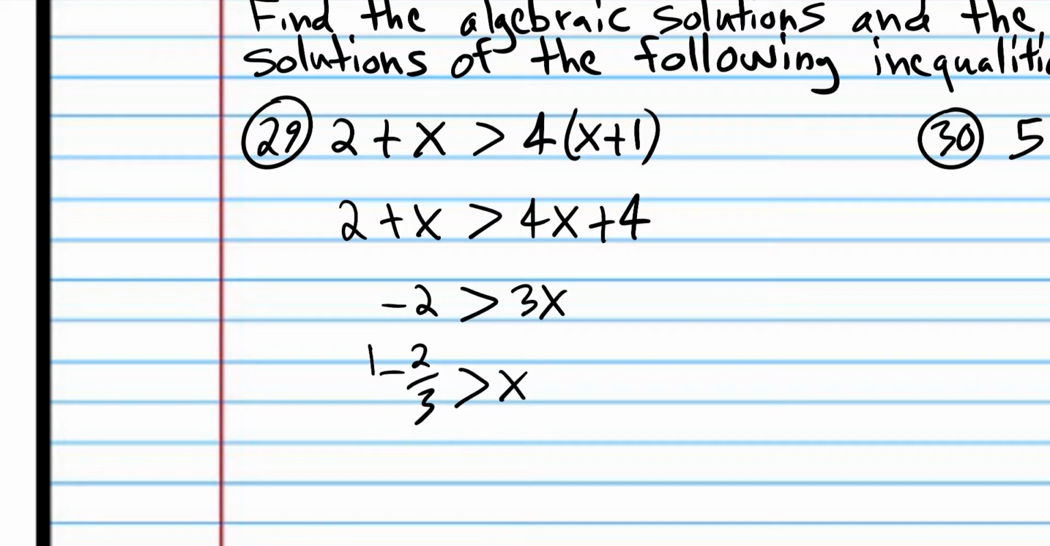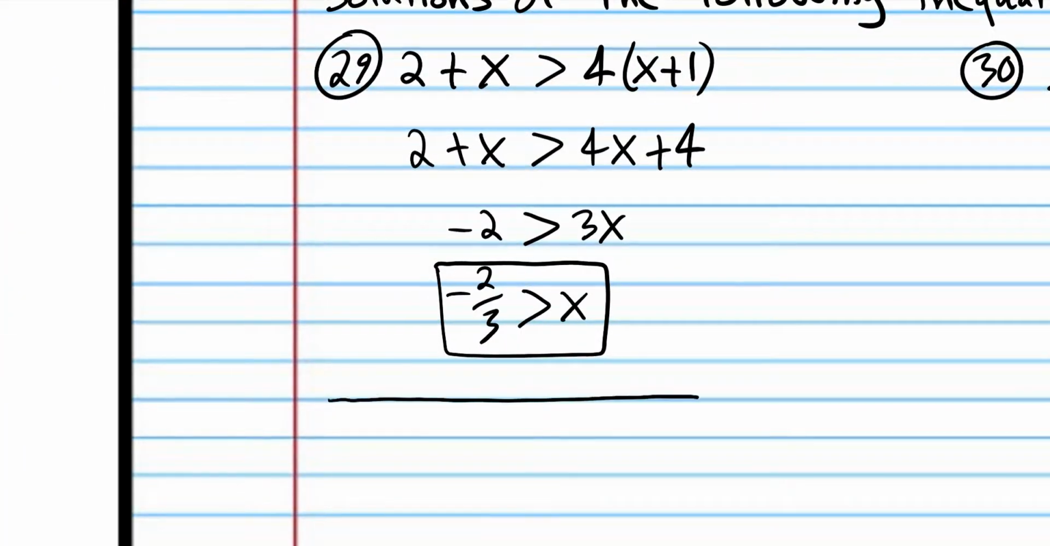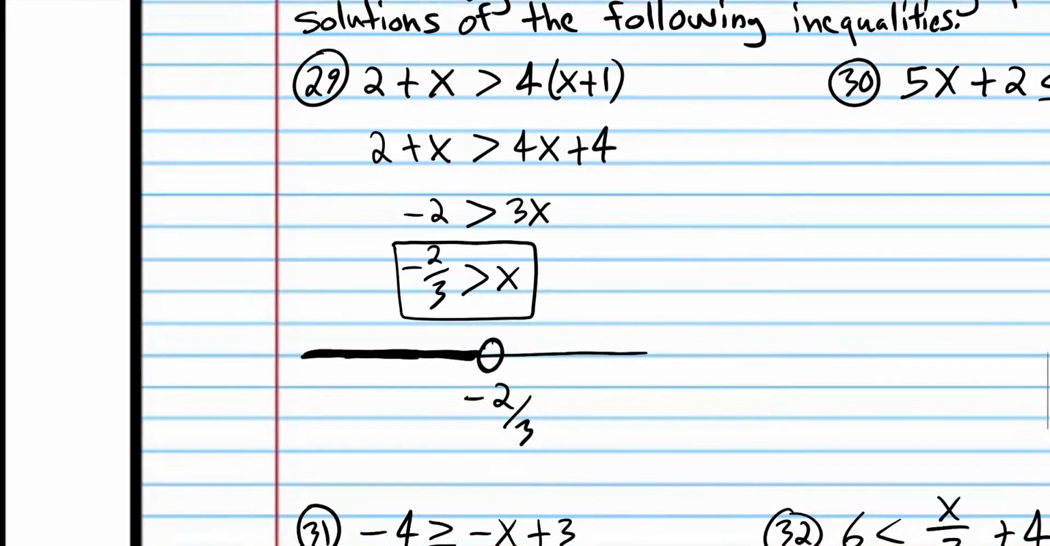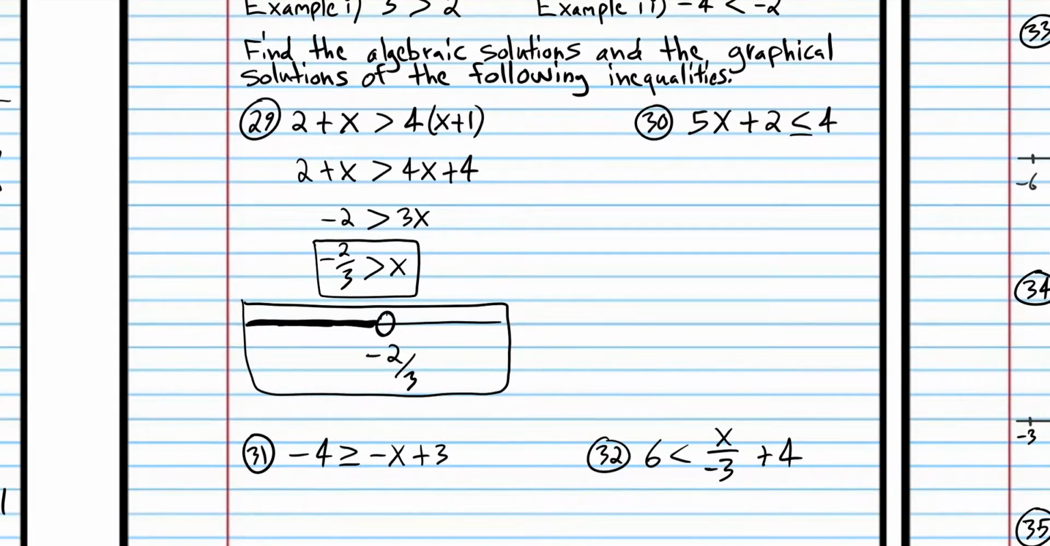But we also have to do the graphical solution. Using the graphical solution, we need to use an open circle because it's not greater than or equal to, it's just greater than. And we write -2/3, and x can be anything that is less than -2/3, so we color in this part. So x can be anything less than -2/3, but it can't be equal to -2/3. That's what this solution means. So we've got the graphical and algebraic solution.